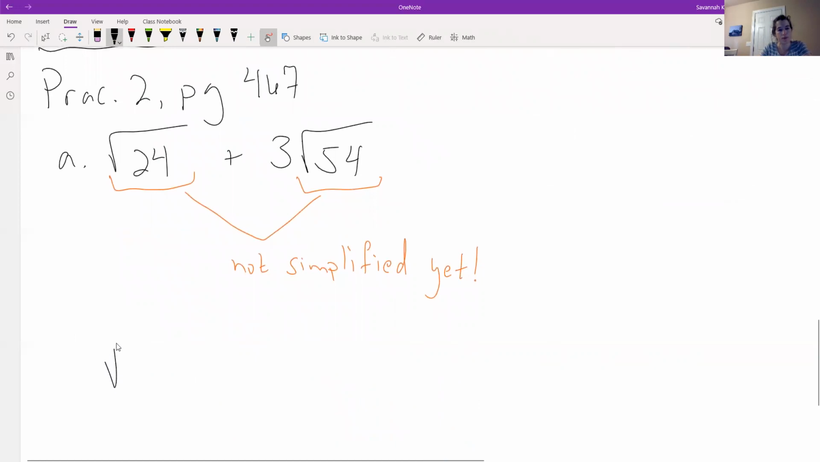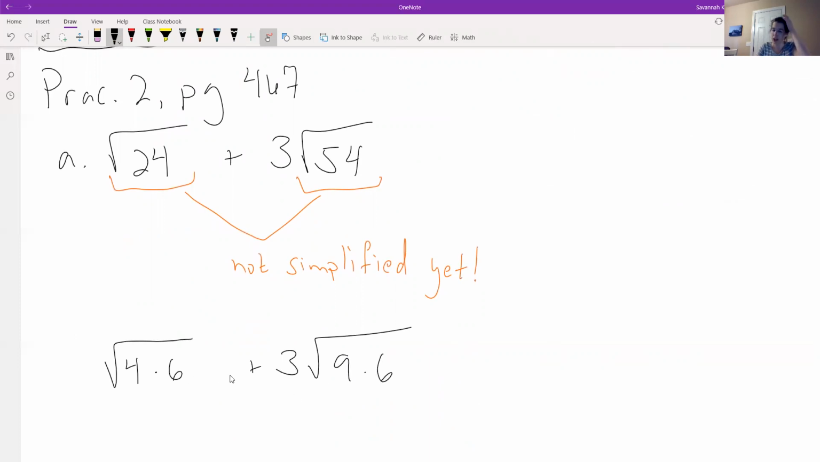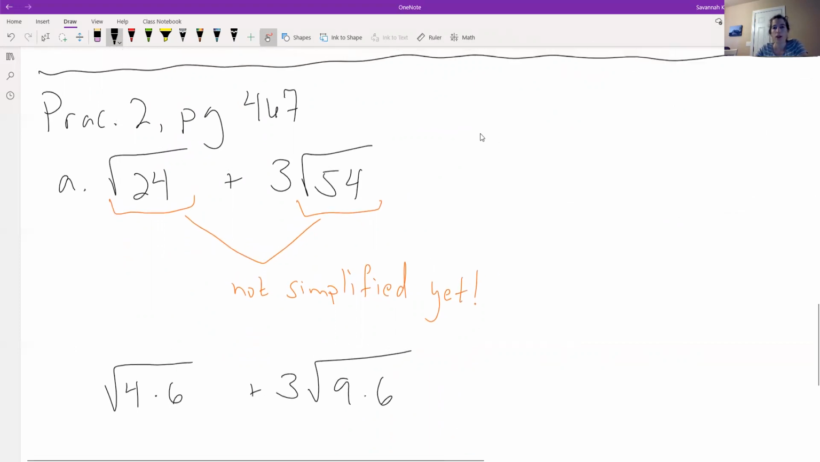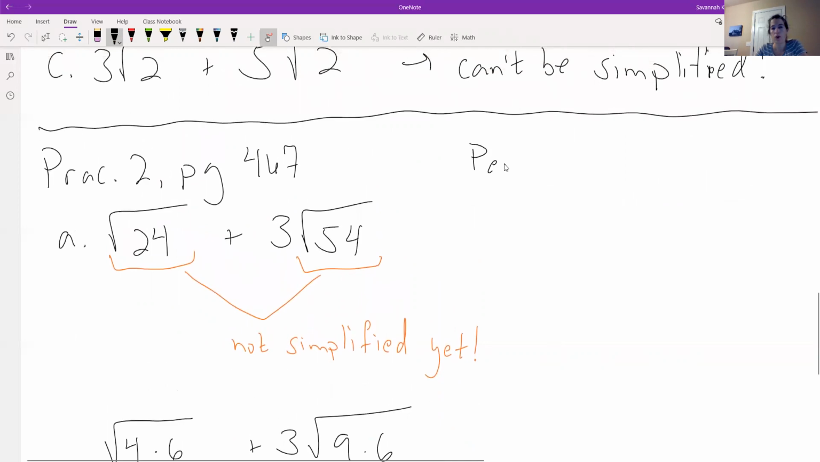24 is 4 times 6. 54 is 9 times 6, and I'm breaking these apart strategically because I'm looking for perfect squares that are a factor of either one. So as a brief review, our handy list of perfect squares appears in section 8.3 in the book as well.